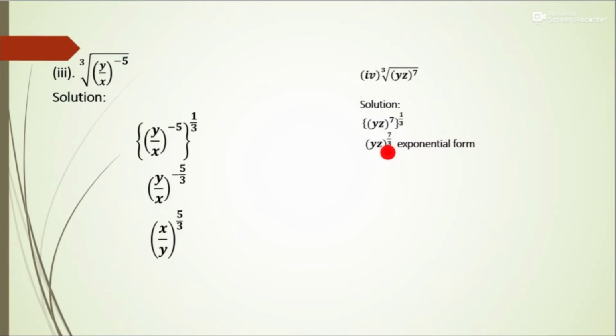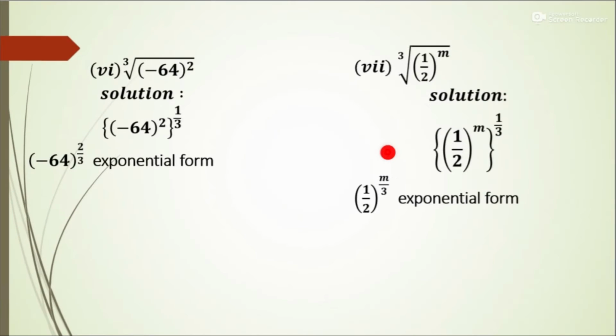Now question number 6, you can again change into exponential form. Minus 64 to the power of 2 as it is, and we can change the root of power 3 into 1 upon 3. Now multiply 2 into 1 upon 3, 2 upon 3 is in the form of exponential form.